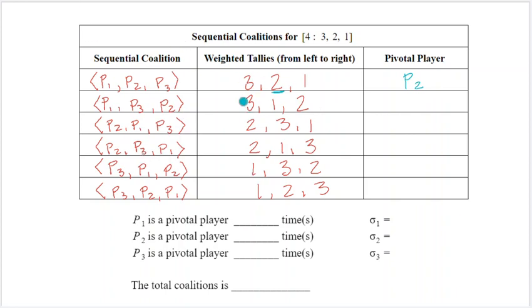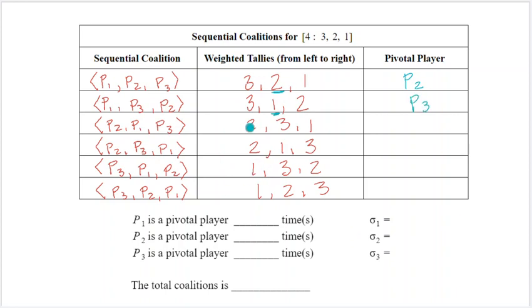So we're going to do the same type of thing for all of these. Is 3 votes enough to win? No. If we add in another vote, now we have 4 votes. Is that enough to win? Yes. So player 3 is our pivotal player.